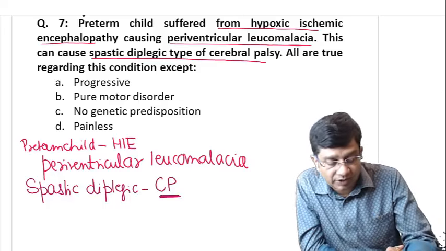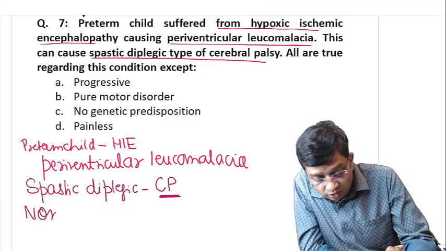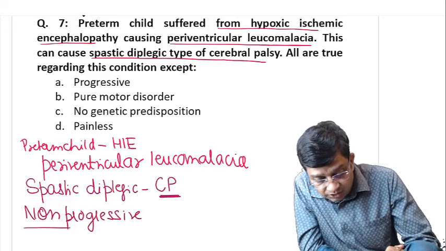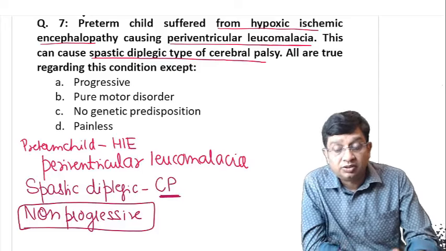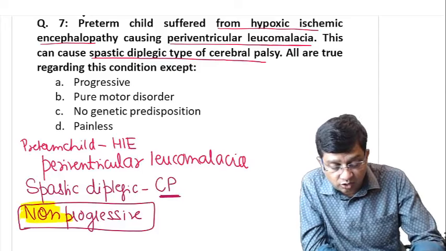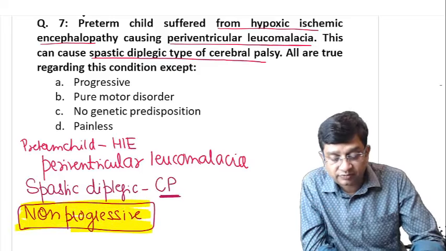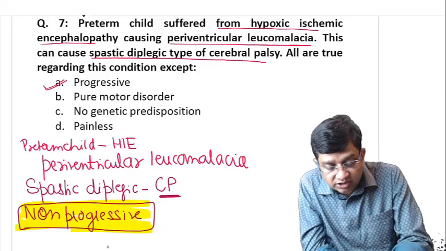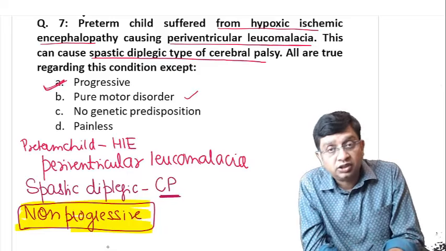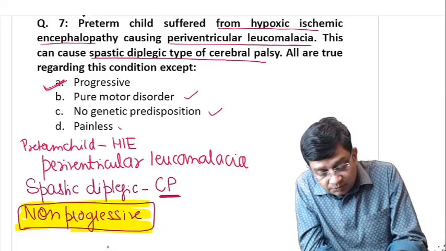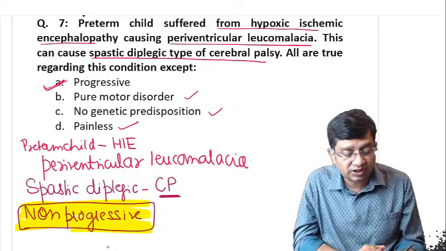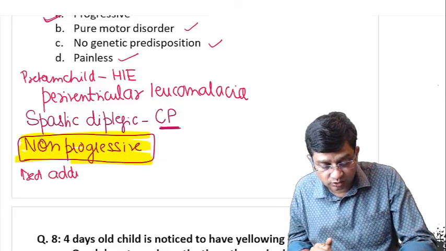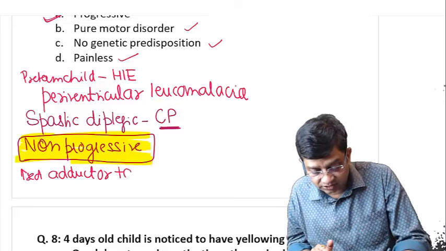And always remember that cerebral palsy is non-progressive. Muscular dystrophies are progressive, but cerebral palsies are non-progressive. Right? So you have to just choose one. They are asking about cerebral palsy. It is not progressive. It is a pure motor disorder. There is no genetic predisposition. It is a painless condition. And in spastic diplegic type of cerebral palsy, there is increased adductor tone in both lower limbs.